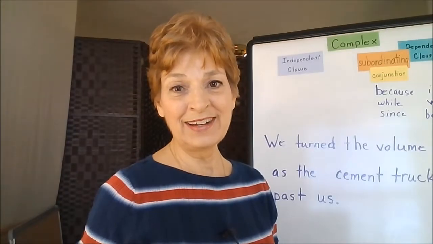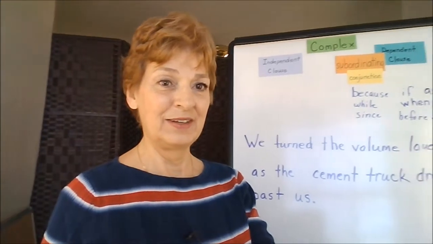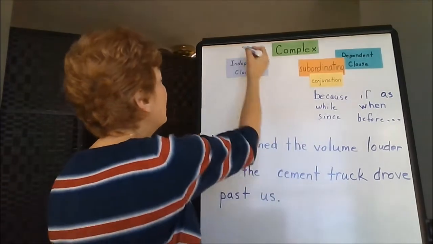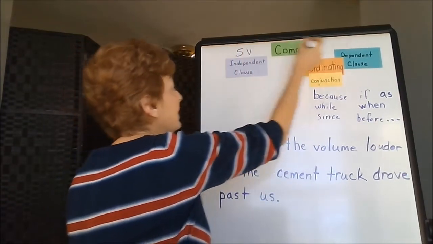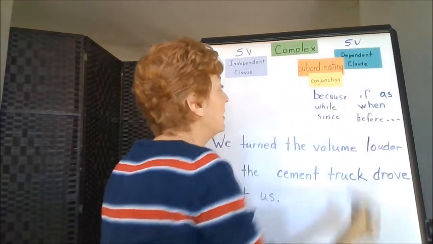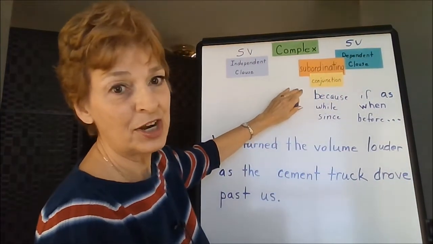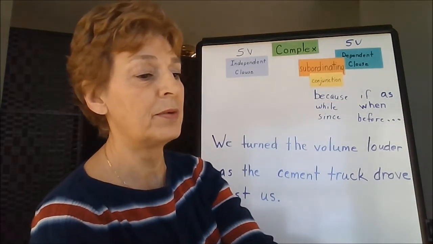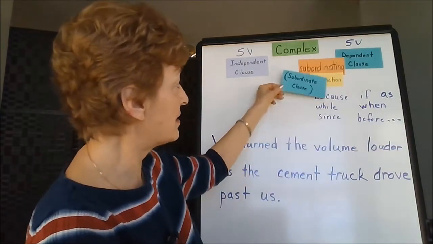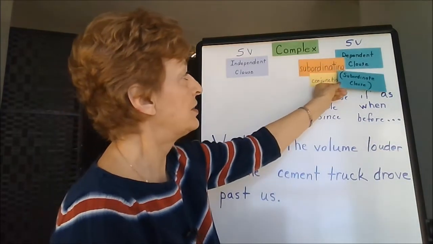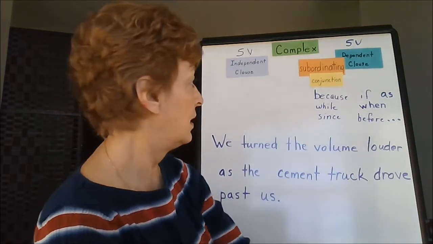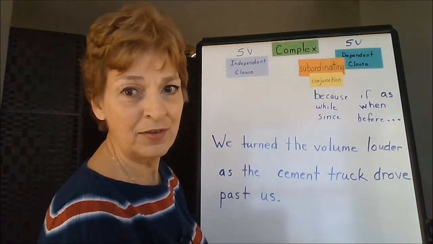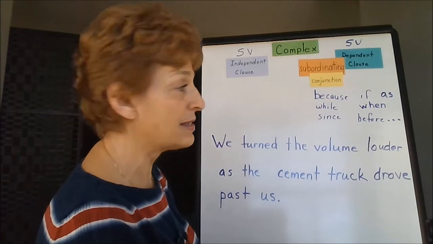As we take a further look at complex structure, we find that there's an independent clause and a dependent clause. So we're again looking for a subject and verb in each of those. This time the subordinating conjunction is attached to the dependent clause, sometimes known as the subordinate clause. So we have a subordinate conjunction hooking to the subordinate clause. I've listed just a few. There are many more. You can refer to another video on this to see a more extensive list.